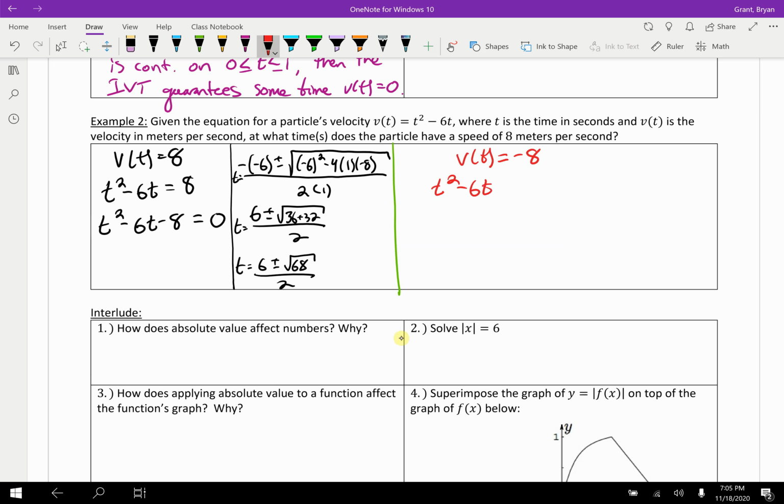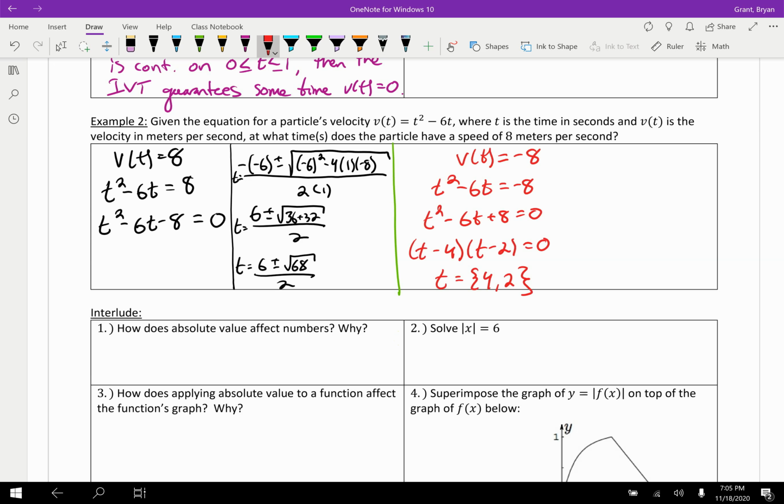t squared minus 6t equals negative 8. Add the 8 over so we can use the zero product property. I know I put an extra plus there. That was awkward. There we go. And actually, you'll find this one factors really nicely, doesn't it? Look at that. And we get 2 more time values. These are the times where the particle is moving left, but still at a speed of 8.